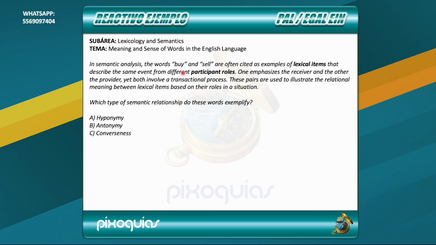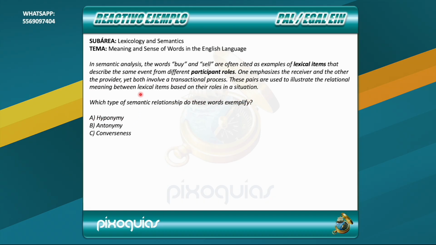Now we have another exercise of lexicology and semantics with the topic meaning and sense of words in the English language. In semantic analysis, the words "buy" and "sell" are often cited as examples of lexical items that describe the same event from different participant roles. One emphasizes the receiver and the other the provider, yet both involve a transactional process. These pairs are used to illustrate the relational meaning between lexical items based on the role in the situation. Which type of semantic relationship do these words exemplify?